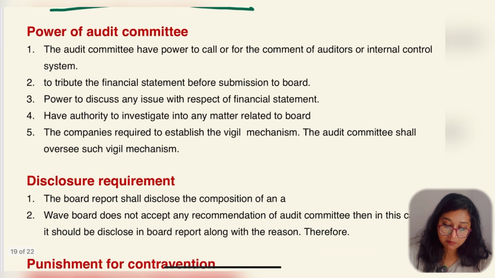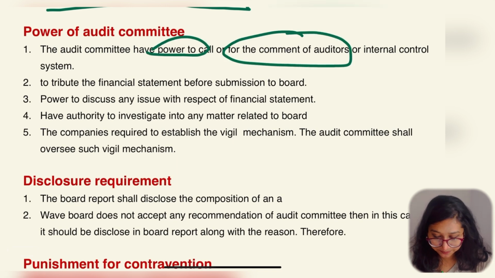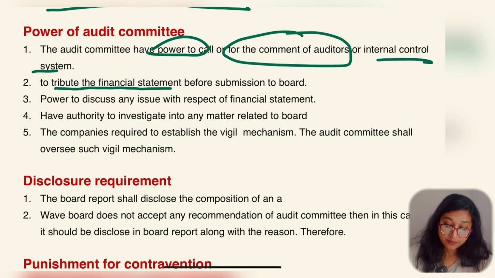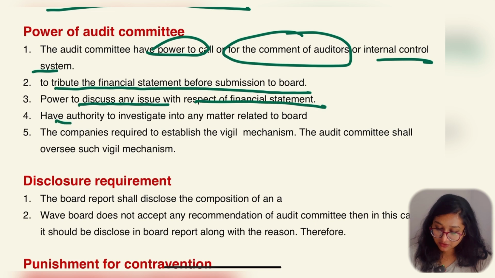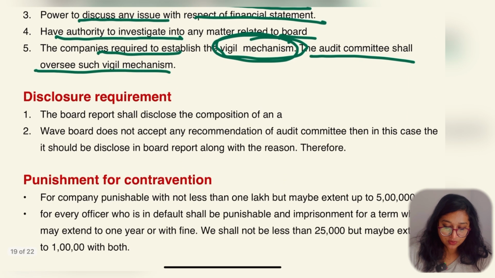Now, what are the powers of the audit committee? The audit committee has power to call for comments on audit or the internal control system, to review the financial statement before submission to the board, and to discuss any issue with respect to the financial statement. It has authority to investigate matters related to the board. The company is required to establish a vigil mechanism. Now this is something which we have to discuss. The audit committee shall oversee such vigil mechanism.